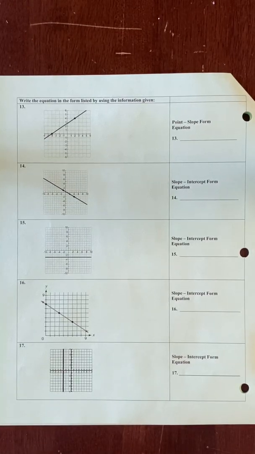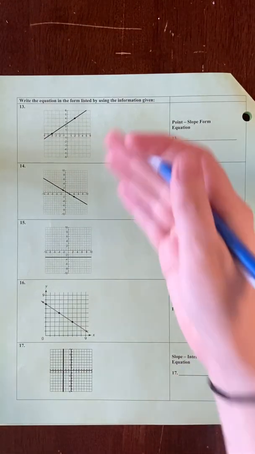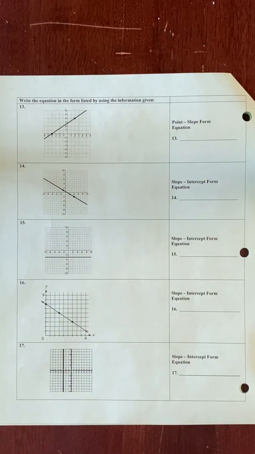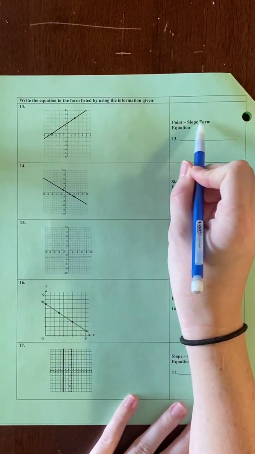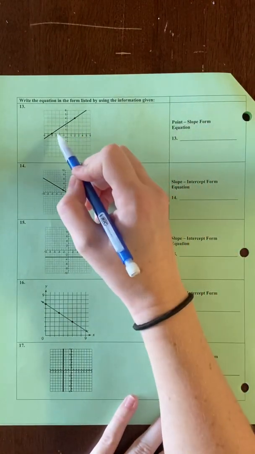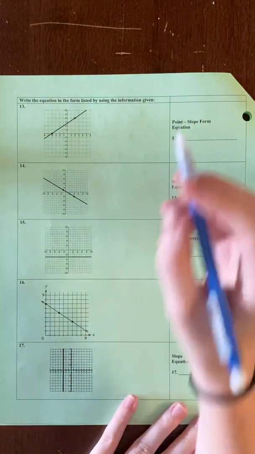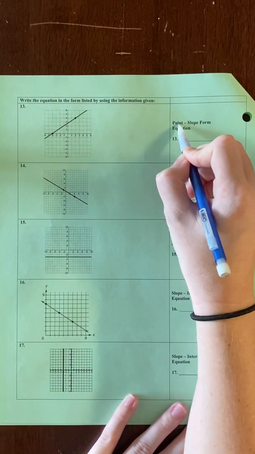All right, now we're going to move on and do the fourth page of the review packet. So here we're showing some graphs, and it says write the equation in the form listed by using the given information. So this problem here says write the equation in point-slope form, and we're given this graph. So remember, for point-slope form, we need a point and we need the slope.